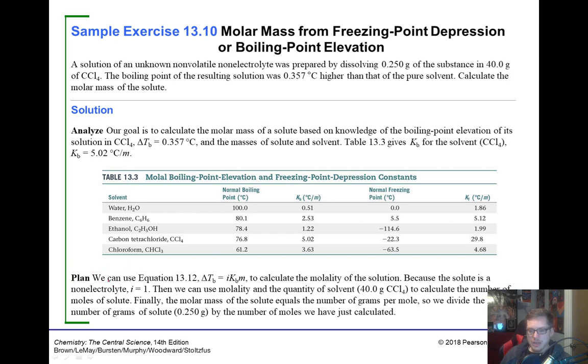So here's our plan. We can use this equation to calculate the molality of the solution, all right? And that'd be easy because we have the change in temperature, we know the van 't Hoff factor, we have the Kb, so we can find the molality really easily.